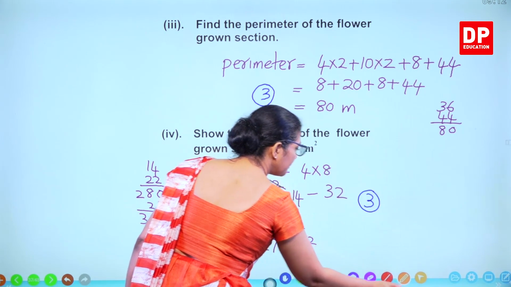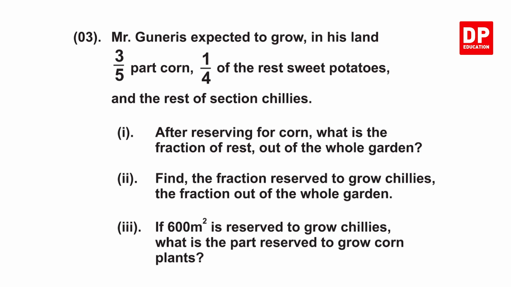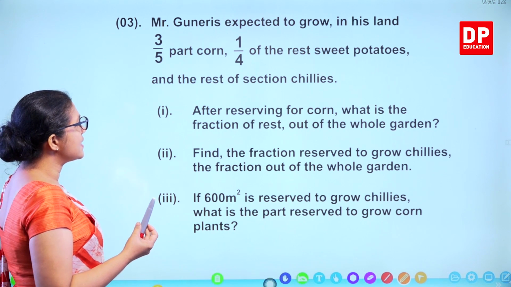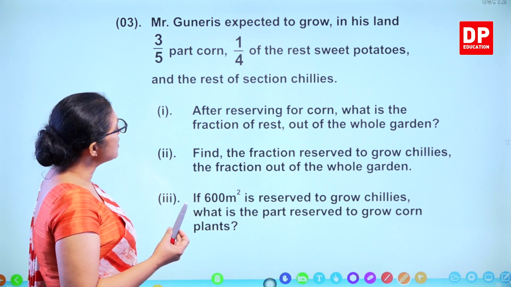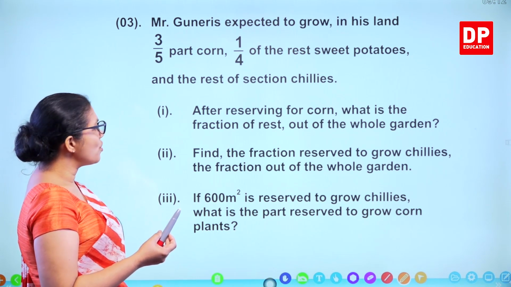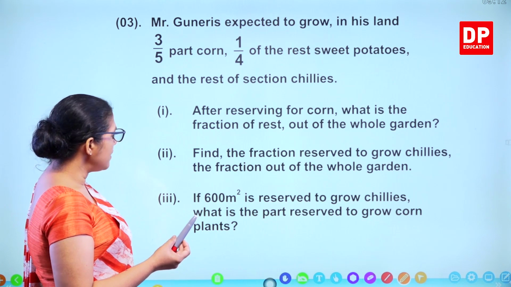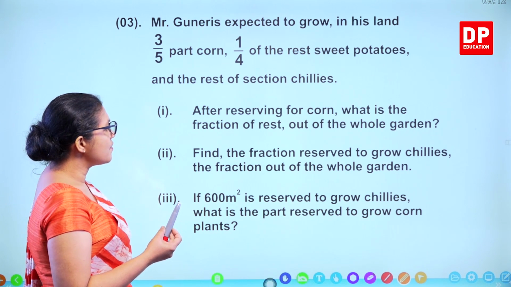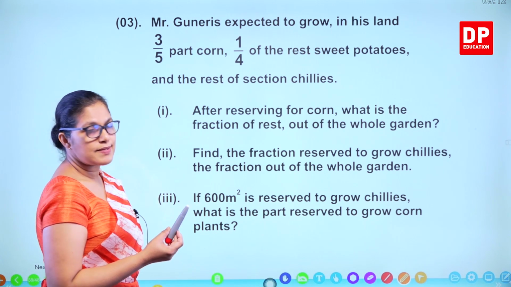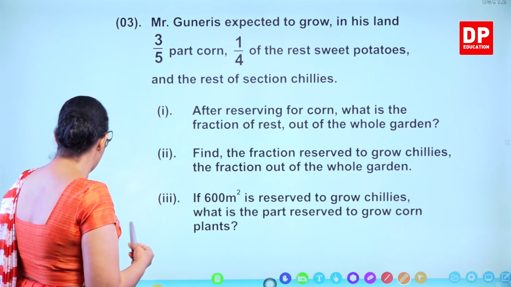Question number 3. Mr. Gunner is expected to grow in his land 3/5 part corn, 1/4 part of the rest sweet potatoes, and the rest of the section is chilies. After reserving for corn, what is the fraction of the rest out of the whole garden? Find the fraction reserved to grow chilies, the fraction out of the whole garden. If 600 square meters is reserved to grow chilies, what is the part reserved to grow corn plants? So we'll do that question.